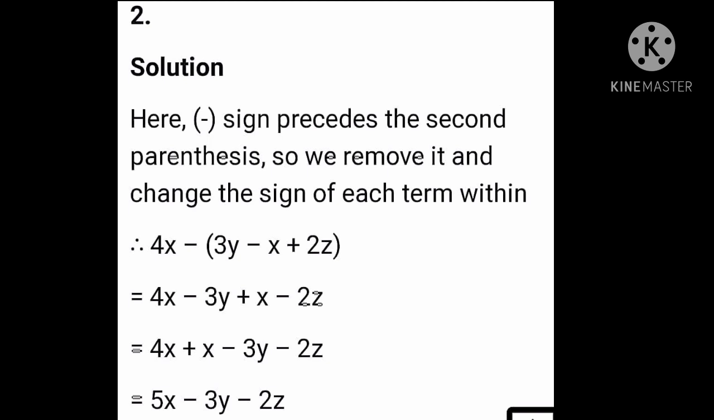Question number 2. 4x minus in smaller bracket 3y minus x plus 2z. Here again before the bracket we have a negative sign. So this expression will become 4x minus 3y plus x minus 2z. Now 4x plus x is 5x, then minus 3y and minus 2z. So our answer is 5x minus 3y minus 2z.